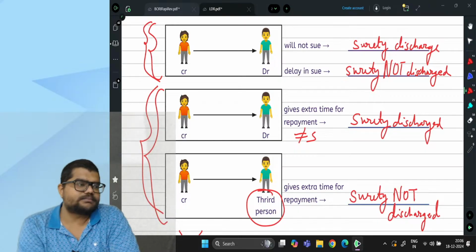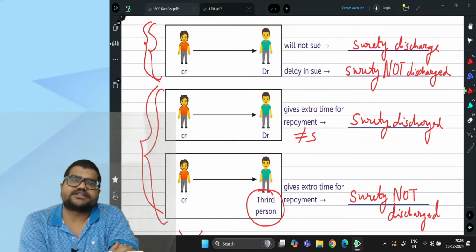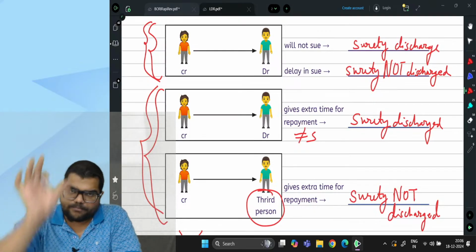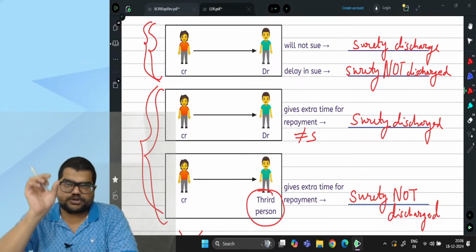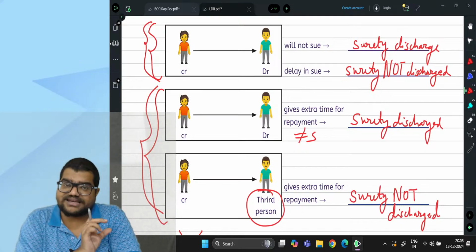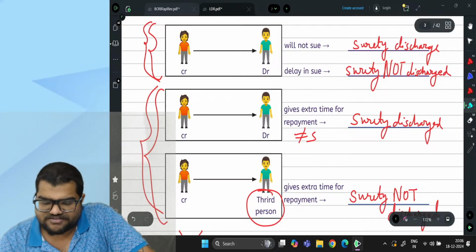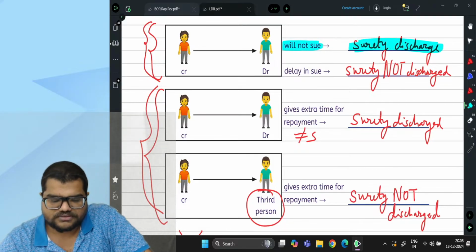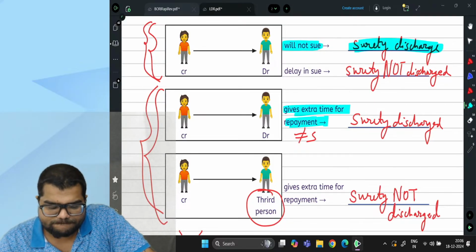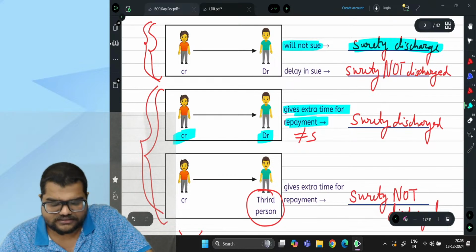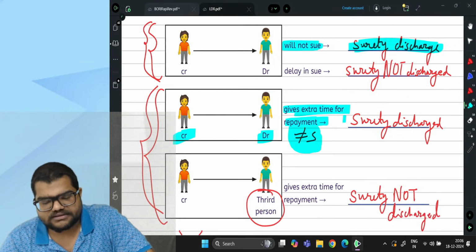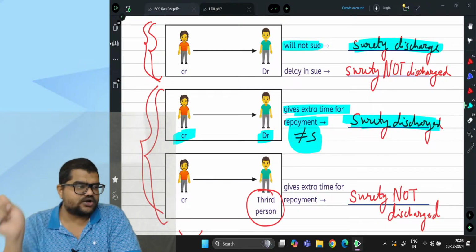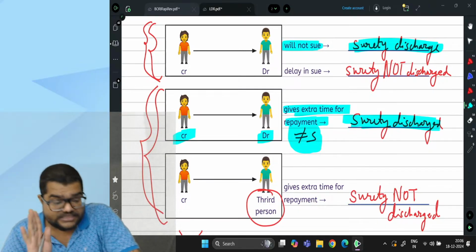And we are done with point number C. It was a very big point. I tried to make it in small boxes, in small points. The conclusion is very clear. Sir, if we have will not sue, surety is discharged. Extra time for repayment between debtor and the creditor without consent of surety, surety is discharged. And in the other two cases, surety is not discharged. This was basically your point.